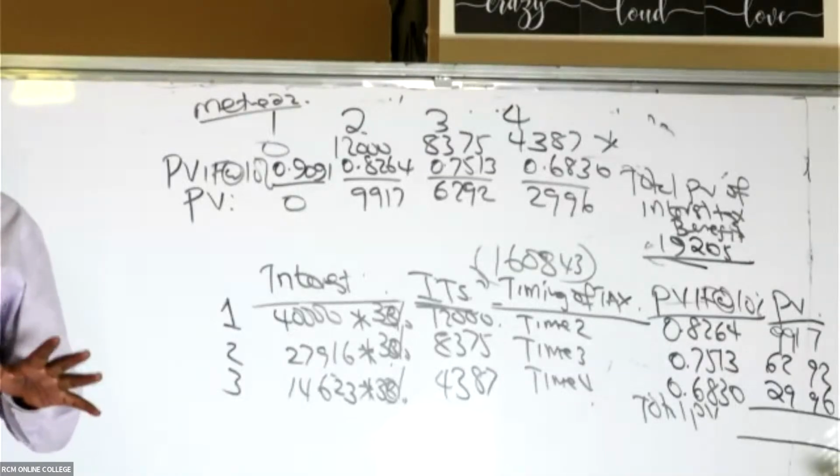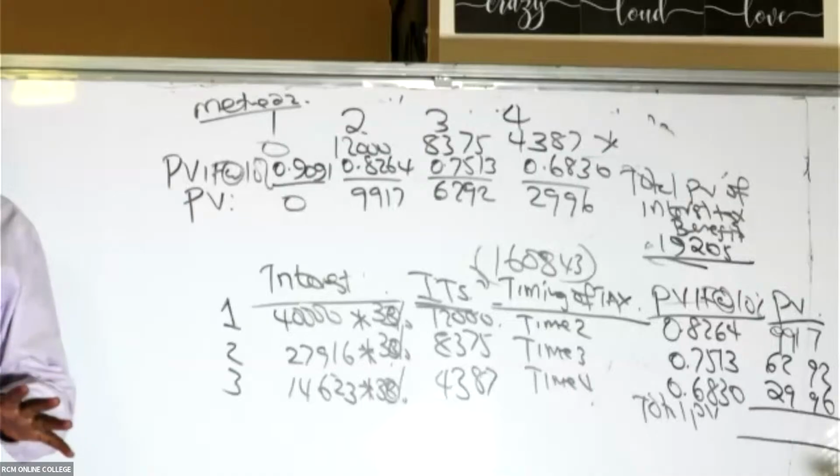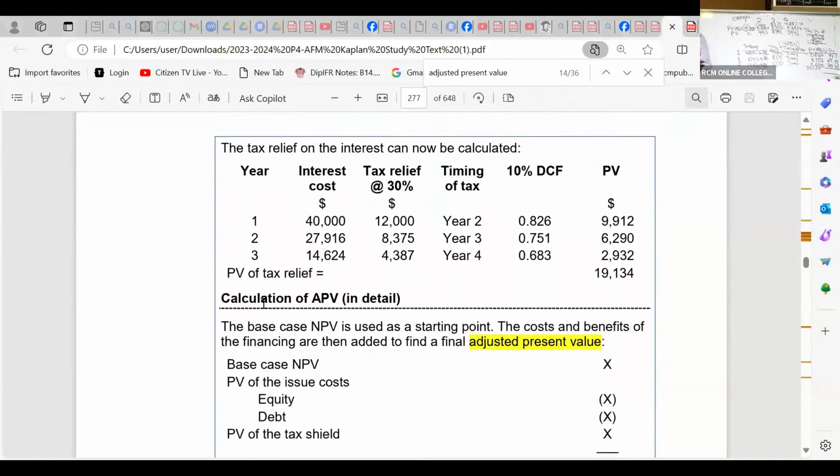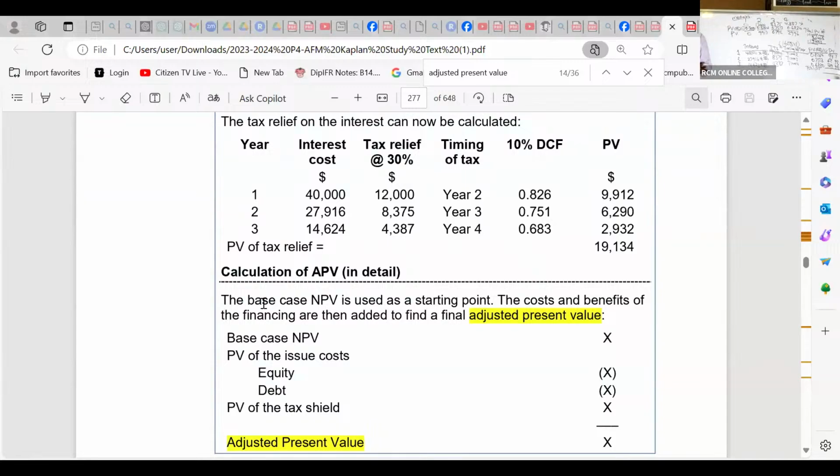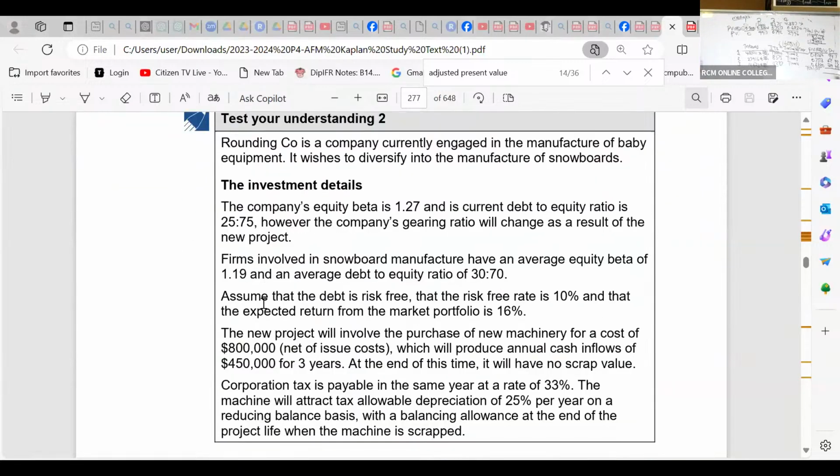Now, ladies and gentlemen, I've been able to lay down the foundation for APV, and I should be able to go to an APV calculation question now. Test your understanding too. I will be able to repeat most of these things we have done here. So are we ready, ladies and gentlemen? Are we ready for this exercise?